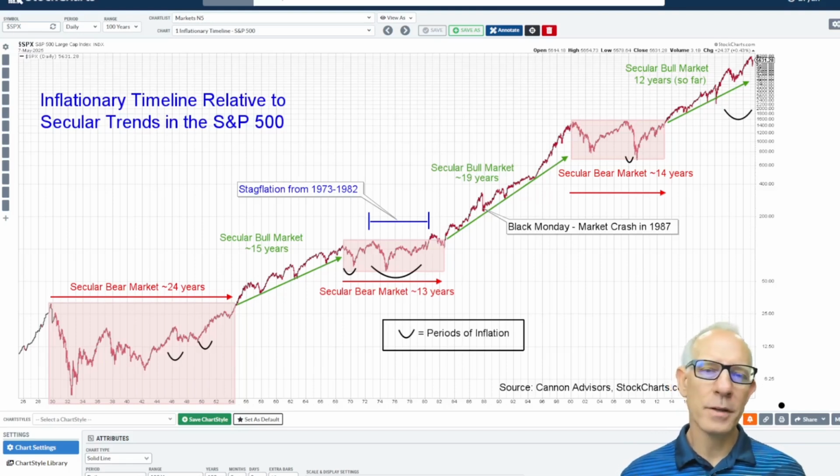That's why we play the trends, why we use quantitative analysis to help us make those decisions from a short-term, a medium-term, and a long-term perspective.